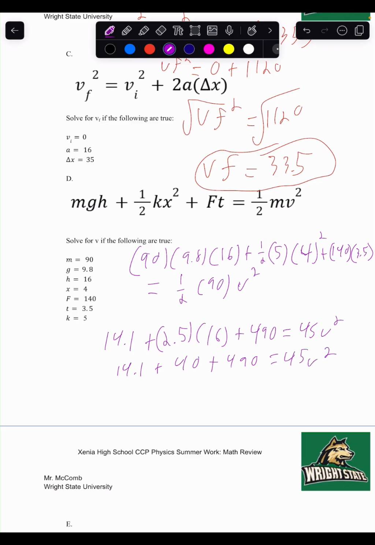So 14.1 plus 40 plus 40 is 141. Equals 45 squared. That is 45. 141 divided by 45 is 12.1 plus 12.1 equals squared. And that's 90 squared. So we throw the side. Square root of 12.1 is 3.4 times 45.